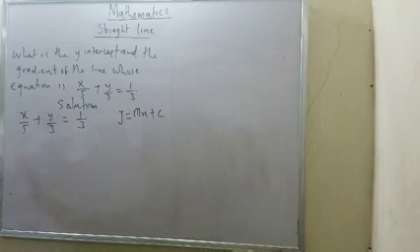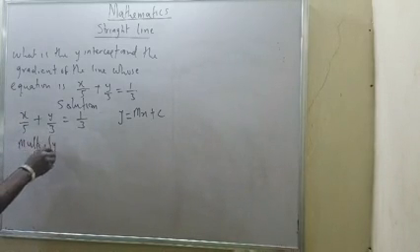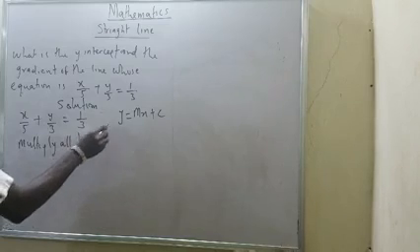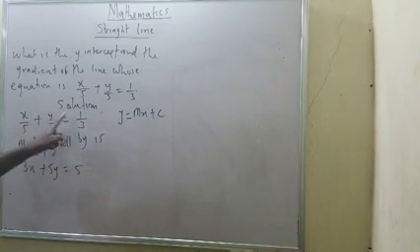Now, this is just an equation that anybody can give, but it's a linear equation. What I will need to do is find the LCM, which is 15. Multiply all by 15. Now it means I'll be having 3x plus 5y equals, when you multiply that by 15, 5. Now I've multiplied everything by 15, meaning 15 times this, 15 times this, 15 times this.